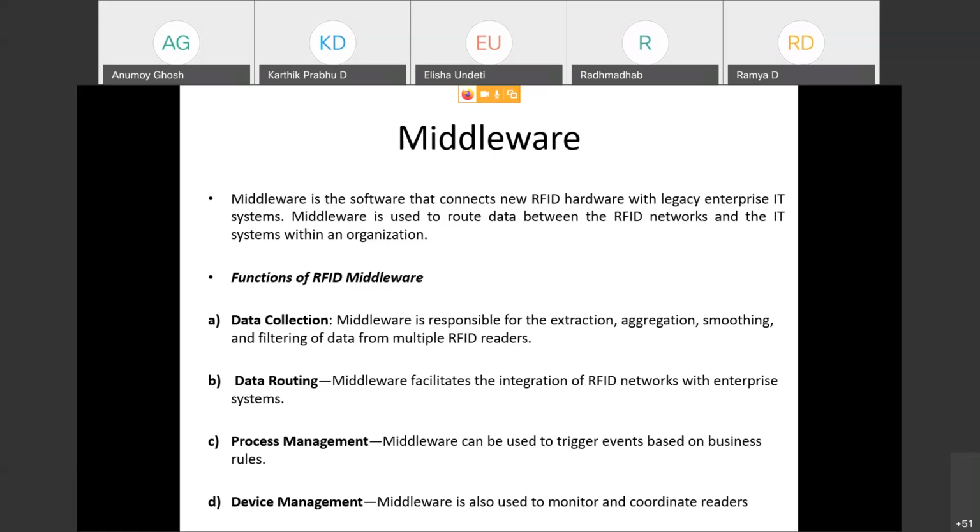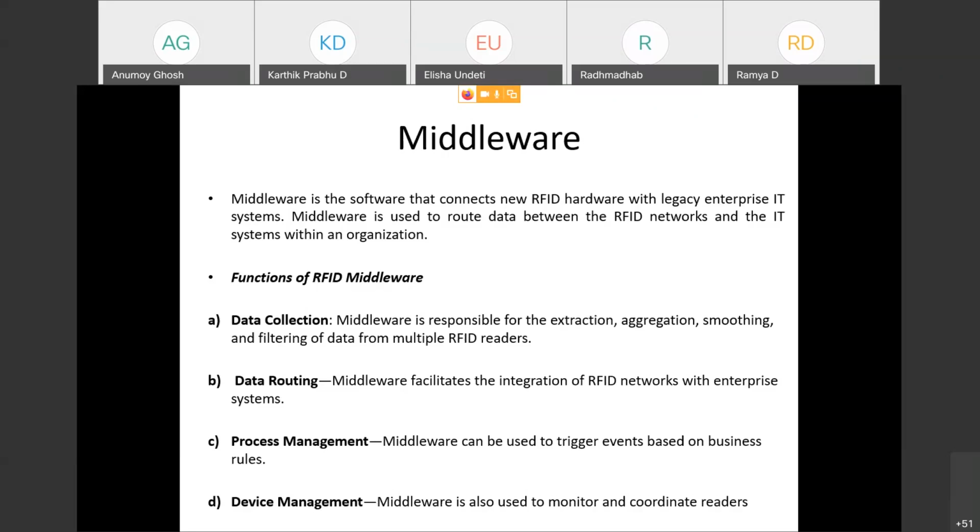And then device management. What is device management? The middleware will be monitoring the readers. That means if any reader is unable to capture the data from the tags, that information will be retrieved by the middleware and accordingly fed to the controller, and then the controller will send the same thing to the user. That is one part. The second part is that it will coordinate among the readers, and one more important thing in device management is that the middleware is programmed in such a way that it can accommodate some extra readers in its network.